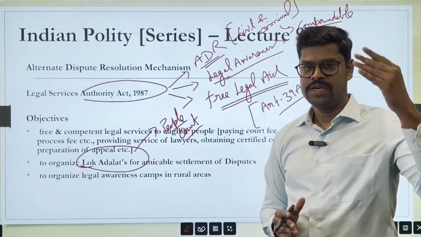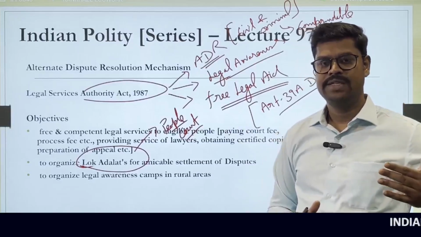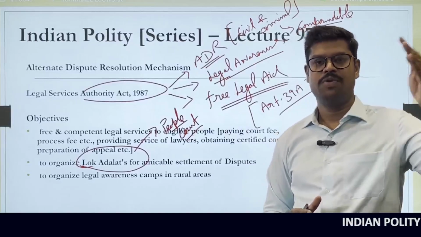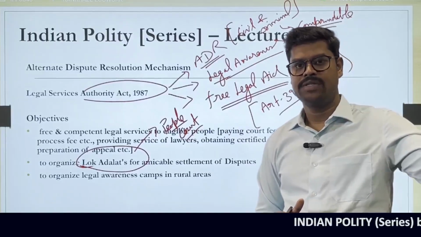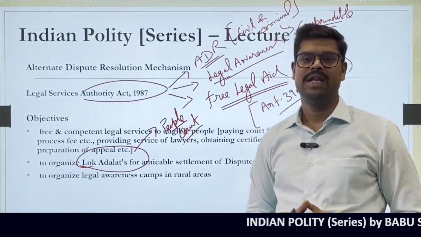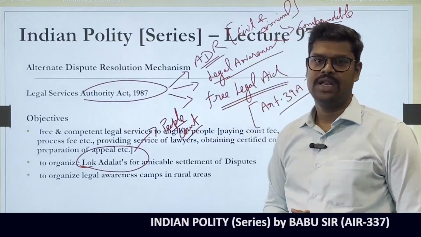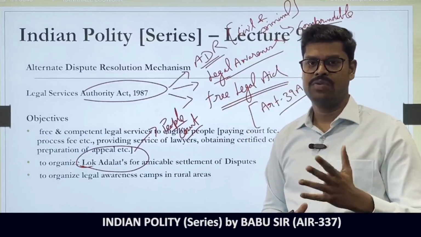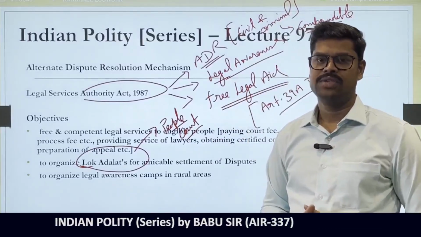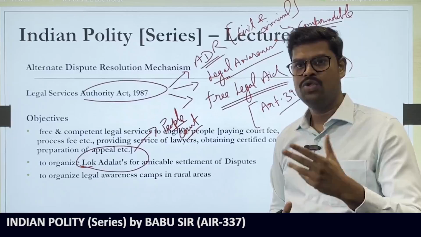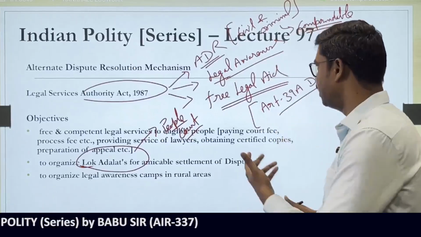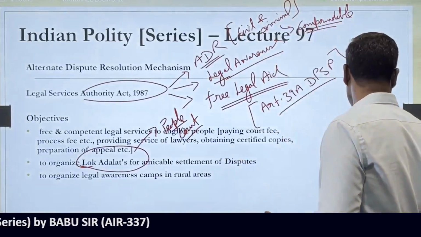So therefore, try to understand the threefold objectives of the Legal Services Authority Act. First of all, they provide for alternate dispute resolution mechanism, and apart from that, legal awareness to all the people, and then the last thing is free legal aid. So these are the three objectives under the Legal Services Authority Act. But how do they provide free legal aid? How do they provide legal awareness?